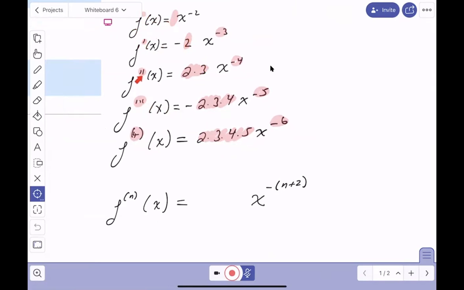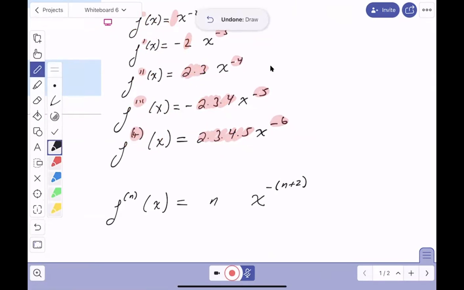0 gives me 1. 1 gives me 2. 2 gives me 3. I'm talking about factorials now. 3 gives me 4 factorial. 4 gives me 5 factorial. So I'm going to say n plus 1 factorial. We'll check in the key later.